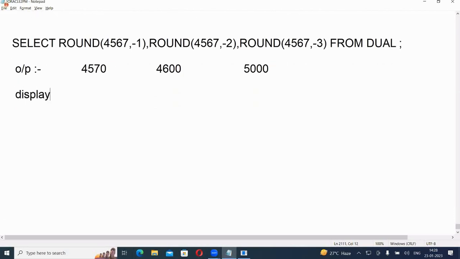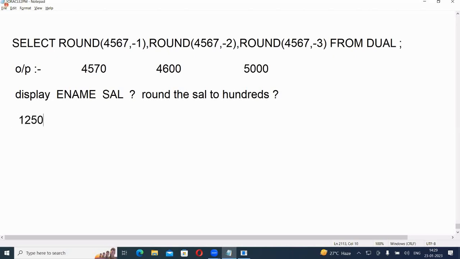Display ename and salary. Next, round the salary to hundreds. I want to round each and every employee's salary to hundreds. Some employees' salaries are 1250, something like this. I don't want to show 1250. I want to round this value to hundreds. Then tell me how to write the query.